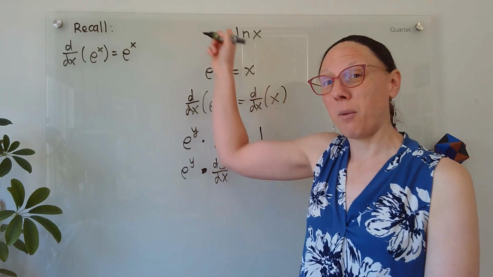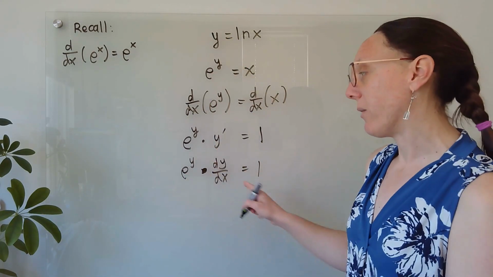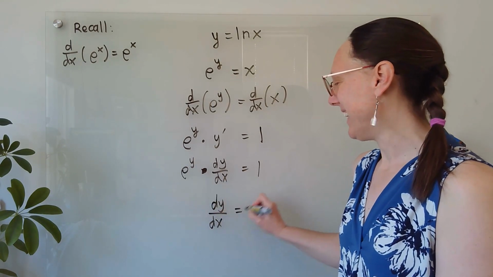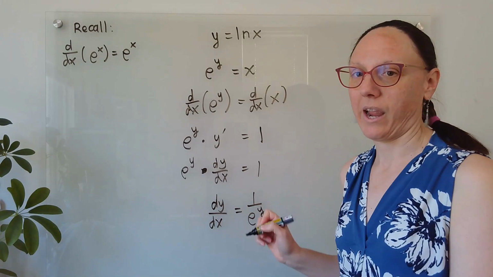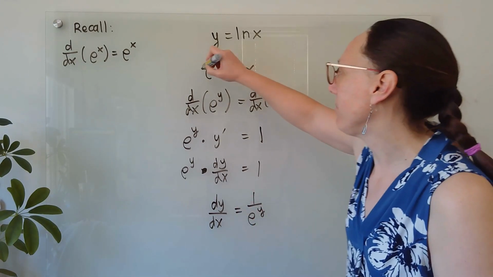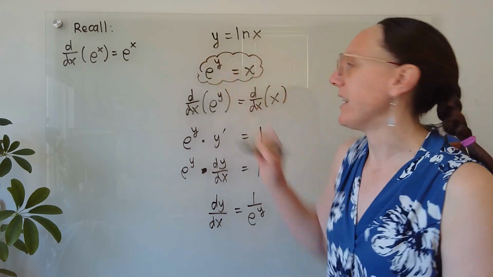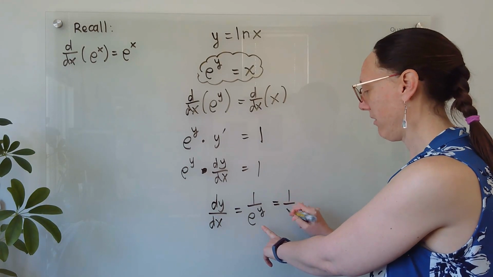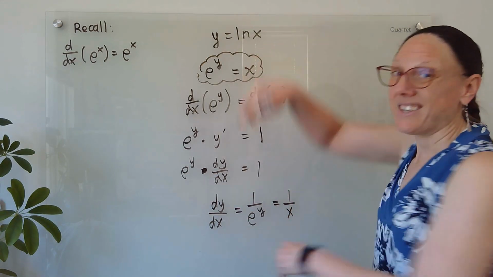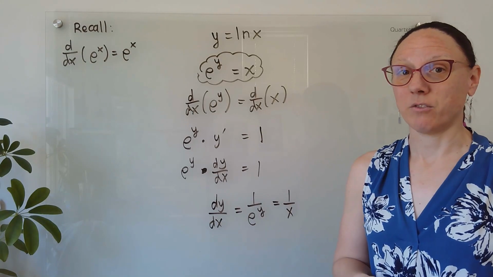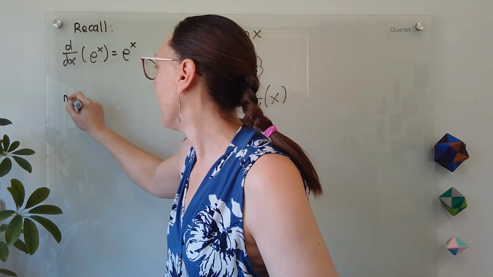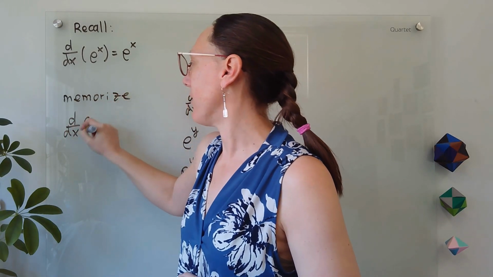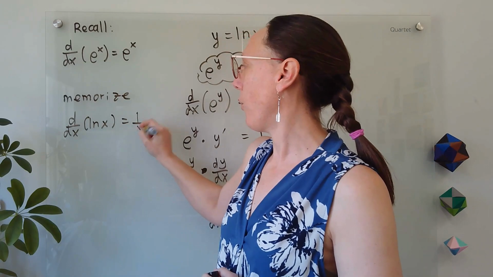Since the goal was to come up with the derivative of y, a quick rearranging here and dividing by e to the y on both sides gives me dy dx is equal to 1 over e to the y. Conveniently, I have another thing that I know e to the y is equal to, and I can replace that e to the y with x. So the thing that we're going to want to add to our list of derivatives to memorize is: when I take the derivative of the natural log of x, I get 1 over x.